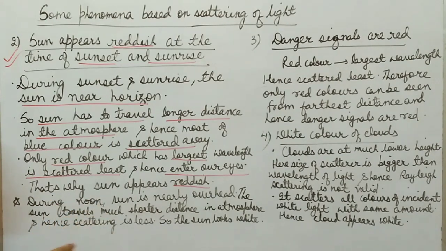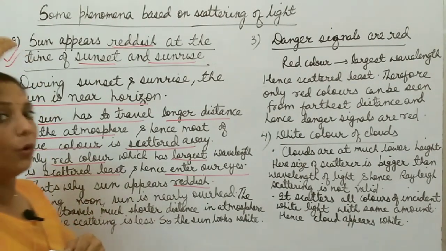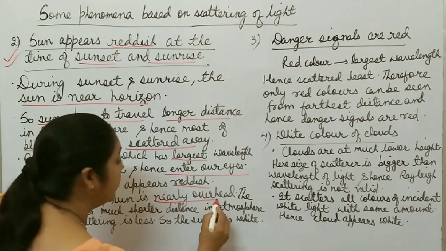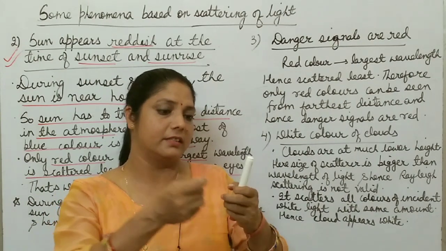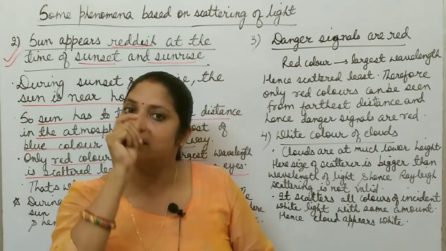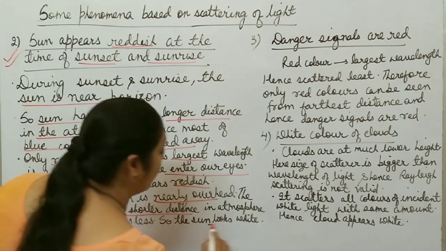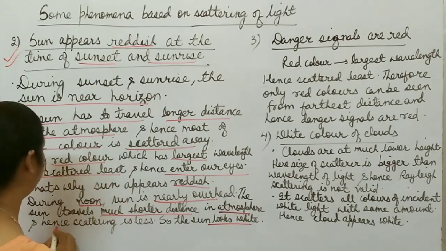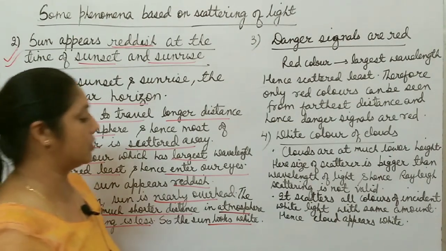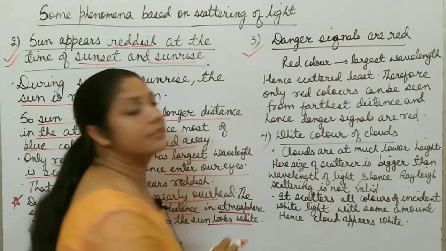One more thing, during noon or afternoon, what happens? The sun is nearly overhead. So when the sun is nearly overhead during afternoon, the sun travels a much shorter distance in the atmosphere. Hence scattering is less. When the sunlight travels a shorter distance, scattering is a very small amount and the sun looks white during noon time. So this is also important: during afternoon the sun appears white in color because the sun is nearly overhead and travels a much shorter distance in the atmosphere, hence scattering is less, so the sun looks white.